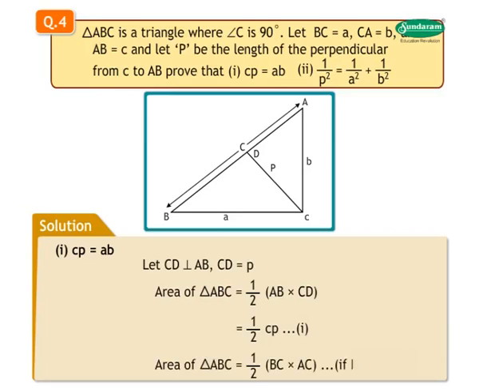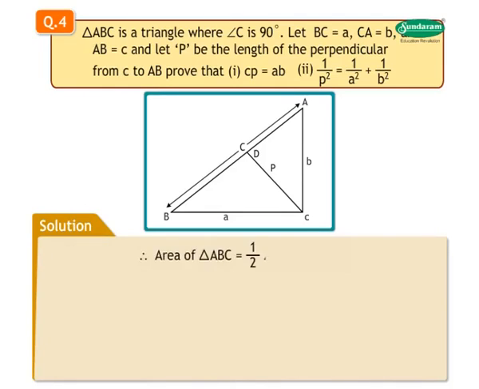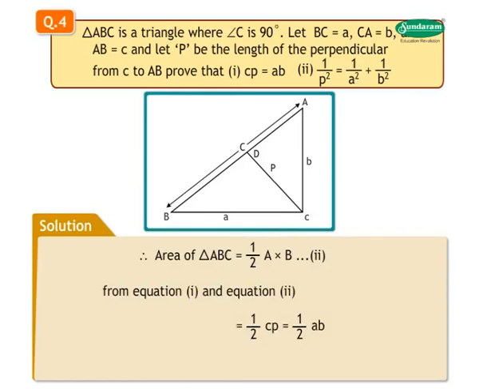Area of triangle ABC is equal to half BC into AC if BC is the base. Therefore, area of triangle ABC is equal to half into A into B. Let us call this equation 2. Thus, from equation 1 and 2, we get half CP is equal to half AB. By cancelling half, we get CP is equal to AB.